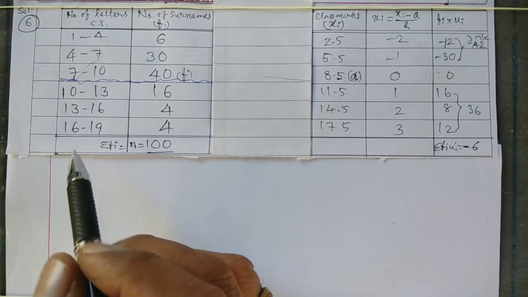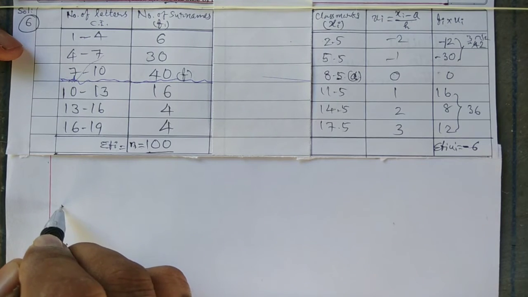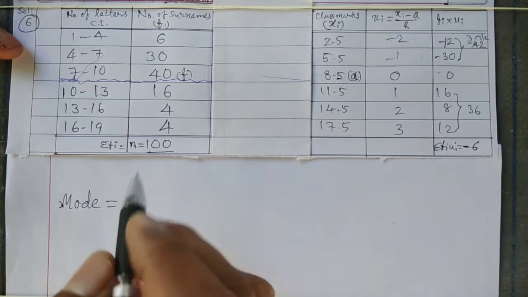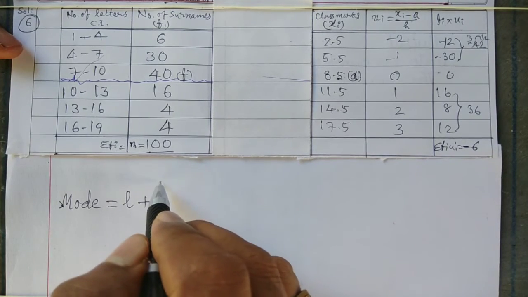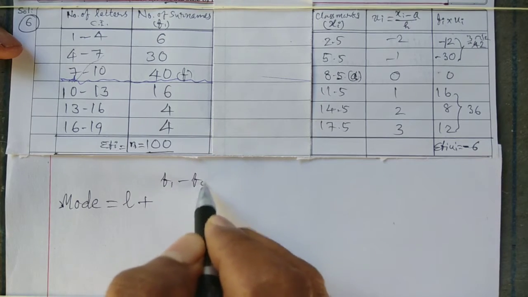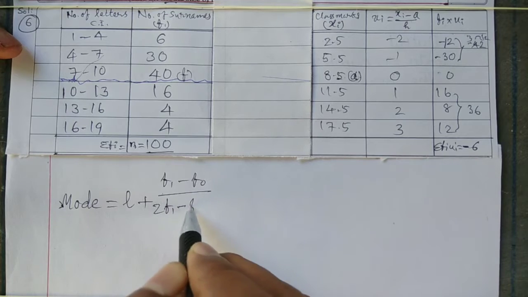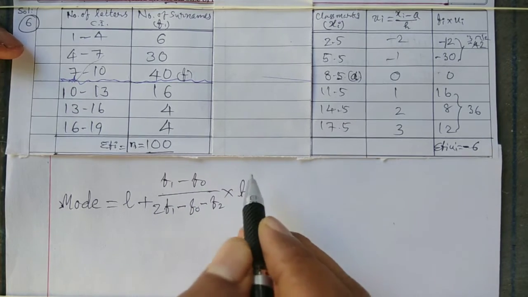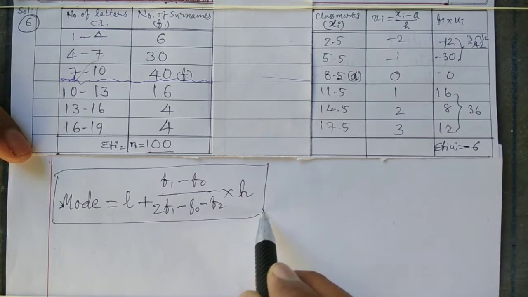Now we have to find the mode of this data. Mode is equal to L plus (F1 minus F0) by (2F1 minus F0 minus F2) into H. So this is the formula for finding mode.